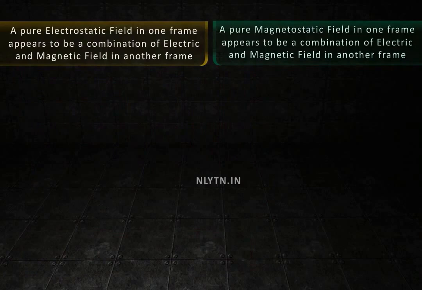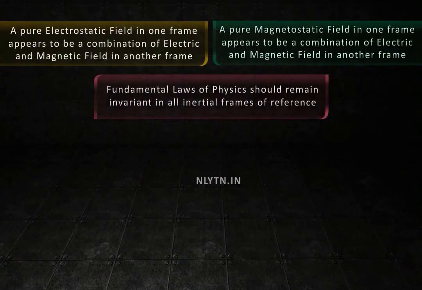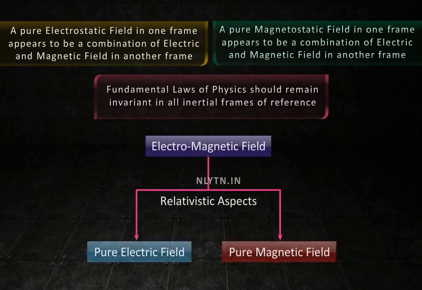Since looking at a situation from a different frame of reference cannot change the fundamental nature of fields, this tells us that electric and magnetic fields are just relativistic aspects of a single electromagnetic field.